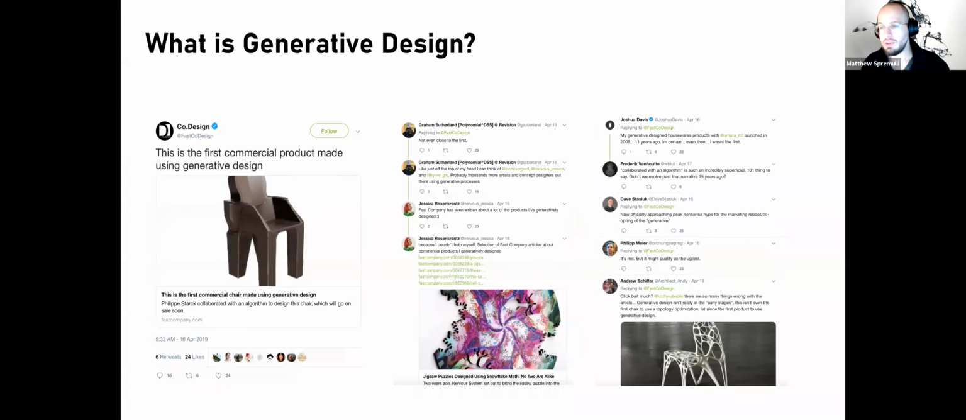The challenge with this project is that everybody was starting to add in extra expectations. There was a lot of misinformation. People were saying, are computers going to take over designers' jobs? And it was generally a little bit not well understood by the general public.